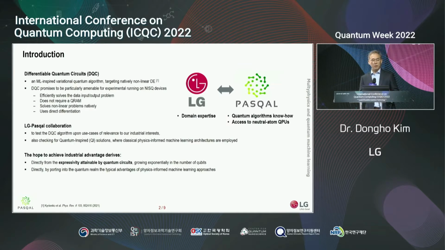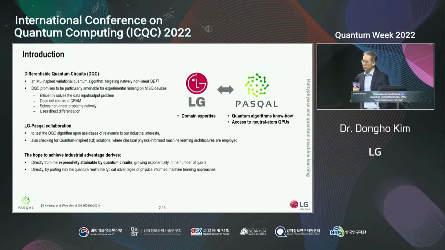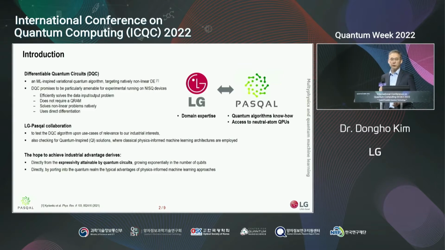Most of our algorithms are based on QRAM, but QRAM is not available right now. So to apply an algorithm to our real problem, we have to find one which doesn't require QRAM. DQC does not require QRAM, so that is a very good candidate for our application. Basically, natively, the DQC can solve nonlinear problems as well. And they also use a direct differentiation method.